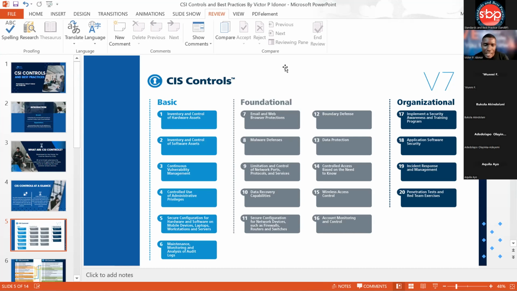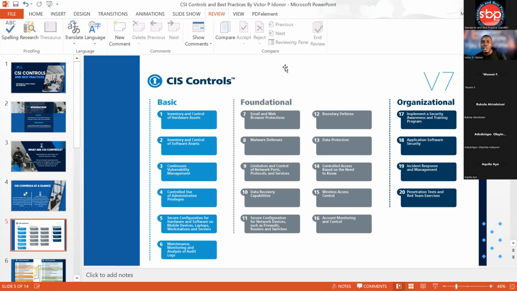Then maintenance, monitoring, and analysis of audit logs. How do you maintain? How do you monitor? How do you analyze audit logs? How often should you analyze? How often should you maintain? So these controls cover this.